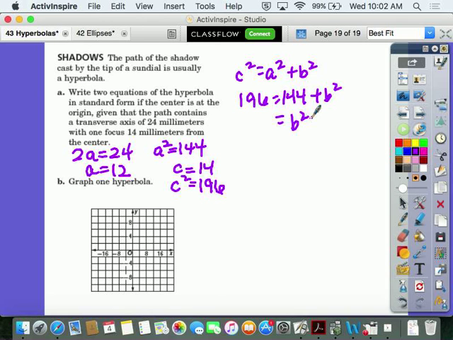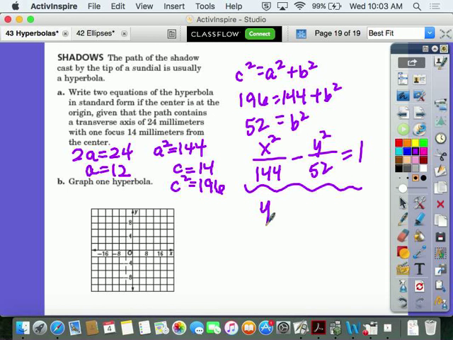All right, so we subtract 144 to get 52. So we have our b squared, we have our a squared, and we already know our center is at (0, 0). So it says to write two equations. Well, do we know if this opens vertically or horizontally? No. So that's why it said to write 2. You write 1 where your x's are positive, and then you write 1 where your x's are negative. Because we don't know if this hyperbola that's being formed by the sundial is going to open vertically or horizontally. That's why I said to write 2.